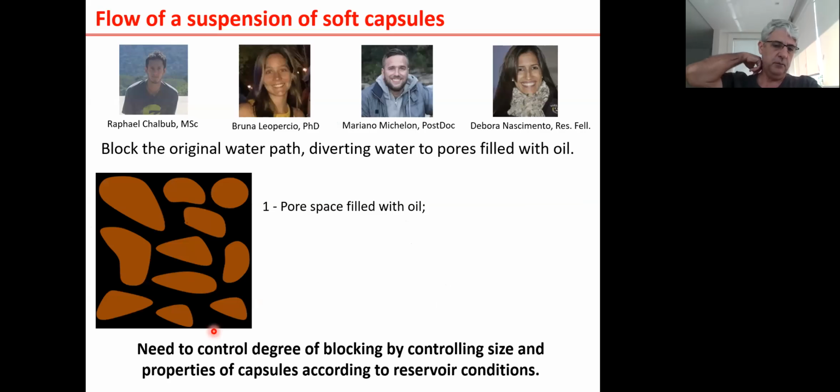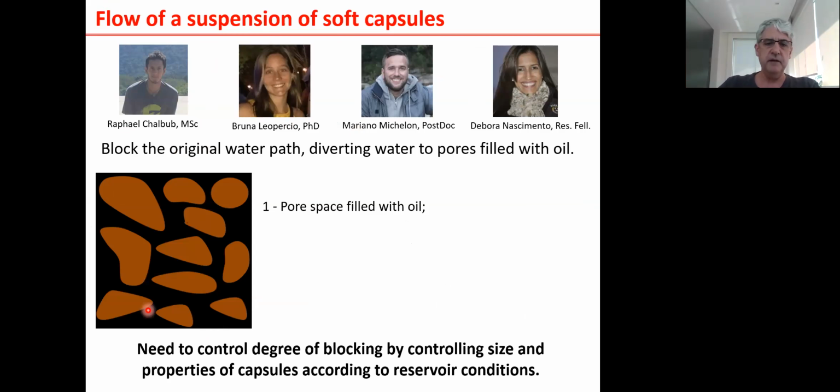So this was an example using the 2D visualization, and I'm changing the story here now for a flow of suspension of soft capsules. This is a work that has had a lot of people involved. Rafael finished his master's thesis on that. Bruna is developing her PhD thesis, and part of her thesis is associated with this work. And then Mariano and Deborah were research fellows in the lab during the time that this work was being done.